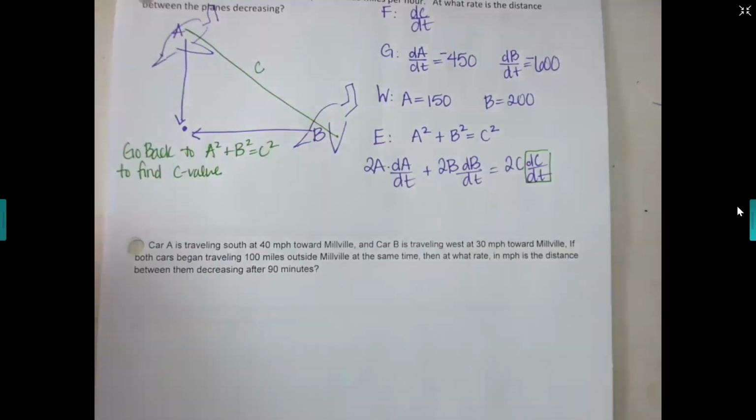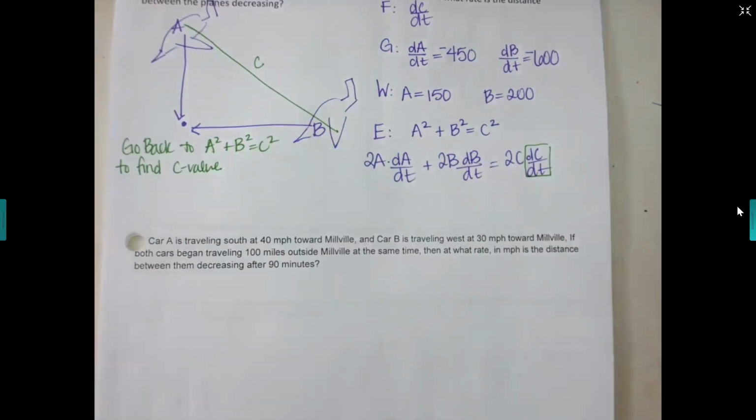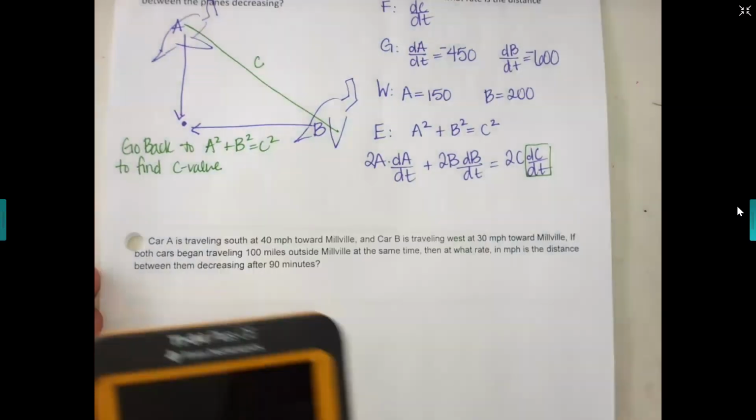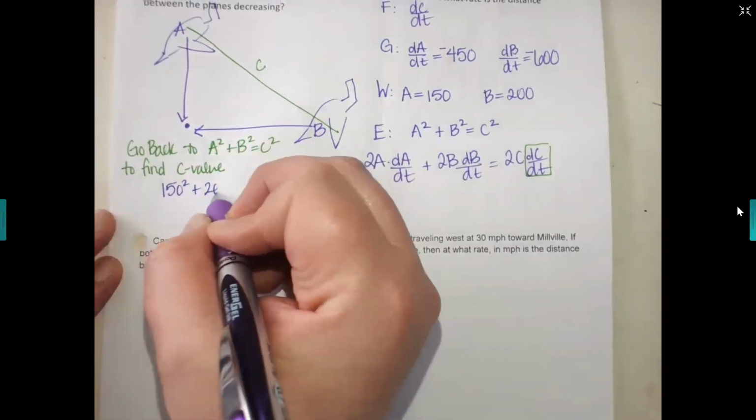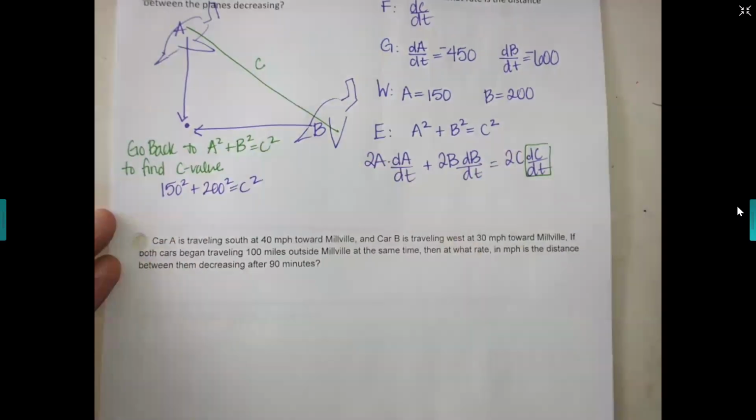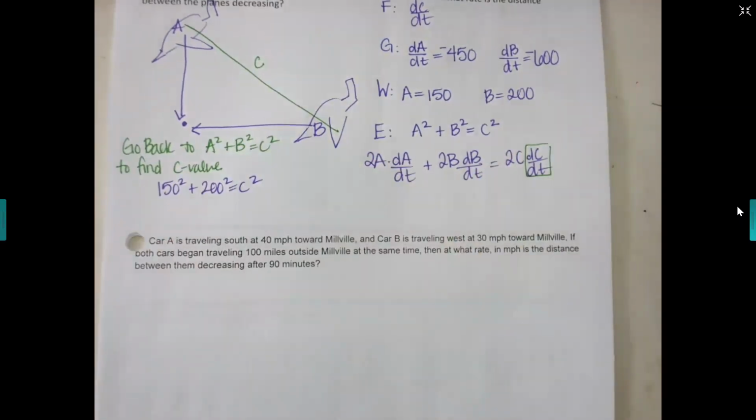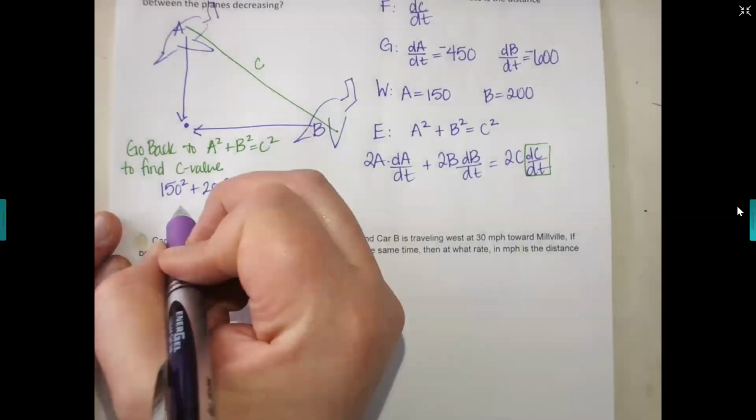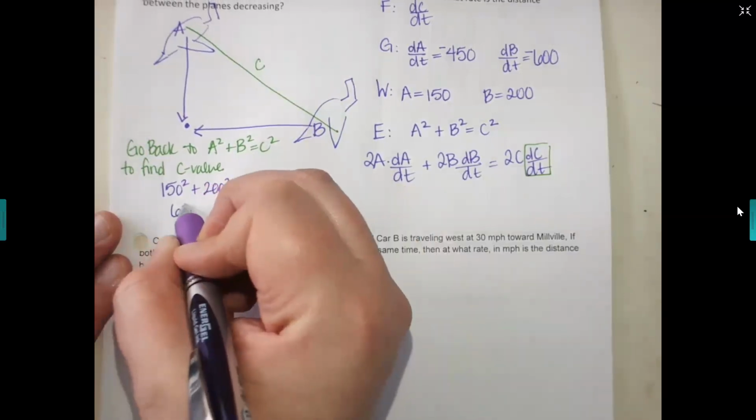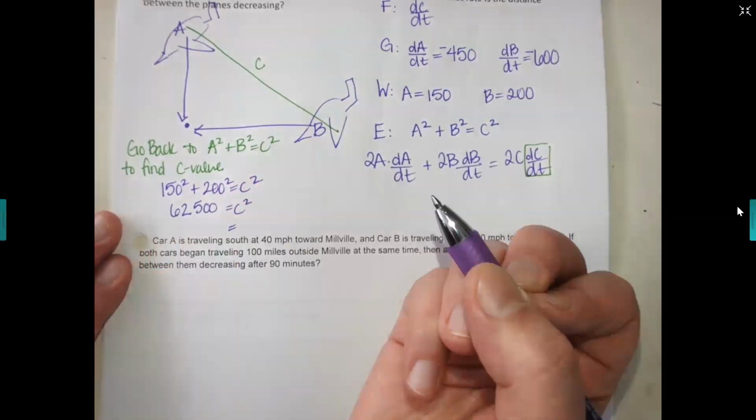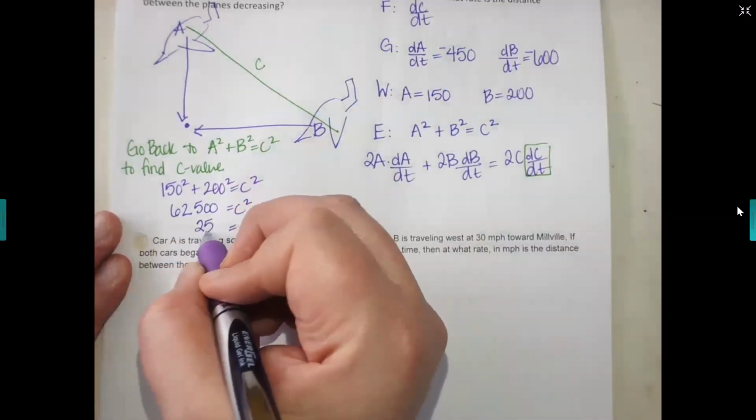Because if you don't know what C is, then you really can't plug everything in. So in your calculator, you're going to do 150 squared plus 200 squared, and then take the square root. Oh, it's an even number. It comes out to exactly 250. Great. What was the big number here before you took the square root? 62,500, like that. And then it came out to be, you said, 250.